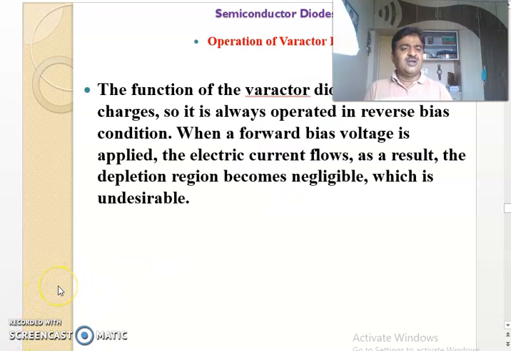The function of the varactor diode is to store charges. Its function and the function of the capacitor are one and the same. It stores charges, so it is always operated in reverse bias condition. When a forward bias voltage is applied, the electric current flows. As a result, the depletion region becomes negligible, which is undesirable. That's why we say it can be operated only in reverse bias.